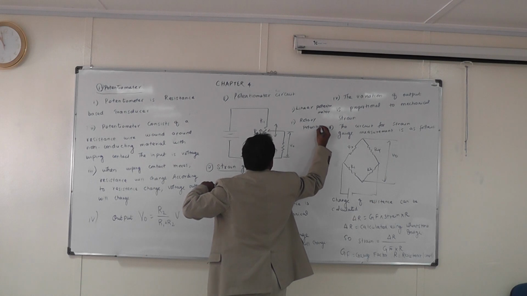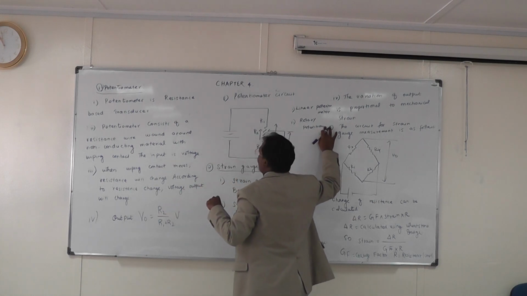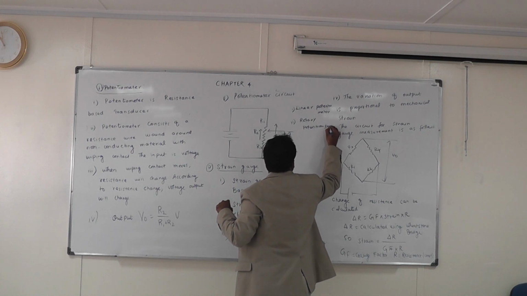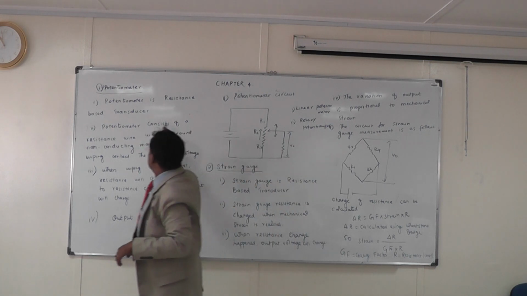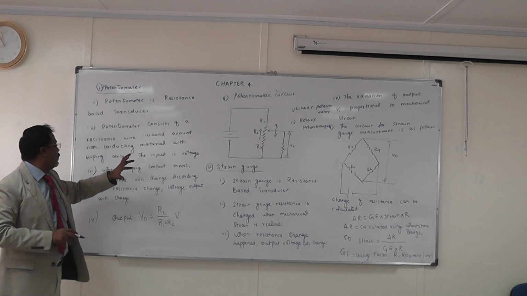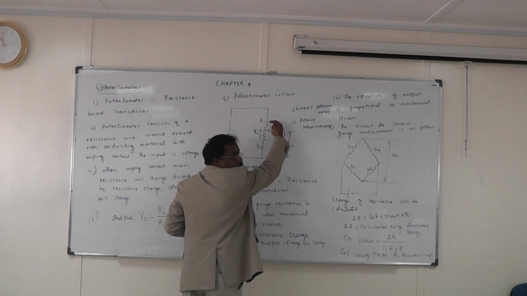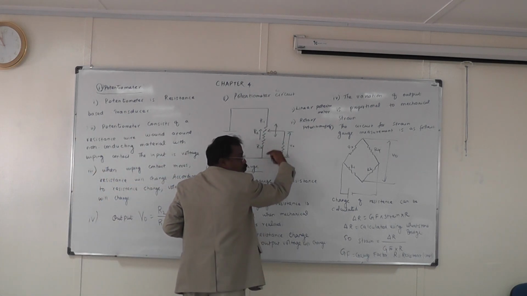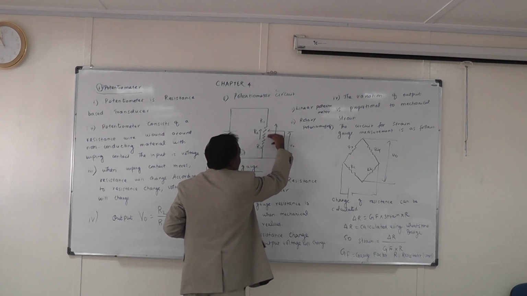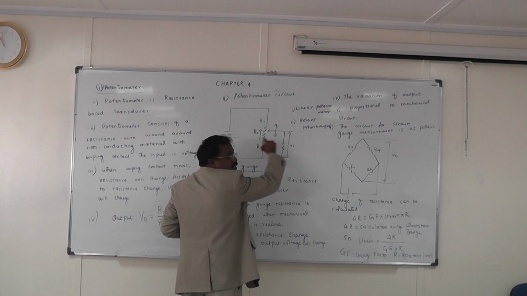See, what is the principle of potentiometer? It is a resistance based transducer. A potentiometer consists of a resistance wire wound around non-conducting material with a wiping contact. Wiping contact means, you see here, this is the wiping contact. When you move this, it has flexible movement. It will cut this resistance. When you are moving, the resistance will increase or decrease.